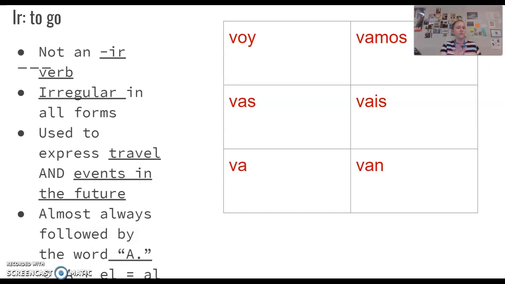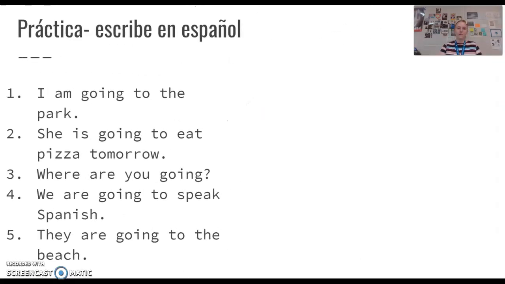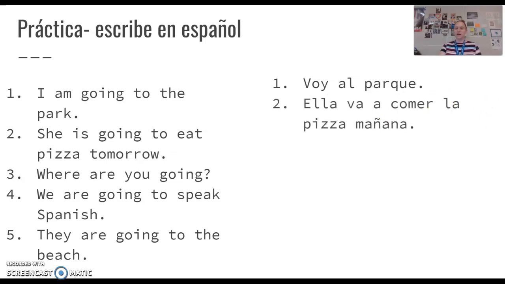You have some sentences. Go ahead and translate those sentences into Español, and then we will move on. Okay, I'm going to the park. Voy al parque. So again, al. Look at that, I gave you the answers to one. Al makes al. She is going to eat pizza tomorrow. Ella va a comer la pizza mañana. She is going to eat pizza tomorrow. Where are you going? ¿A dónde vas?